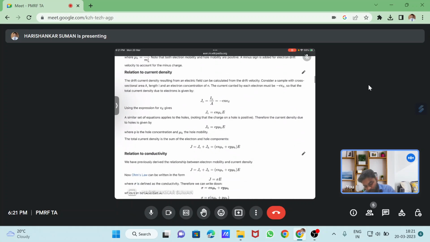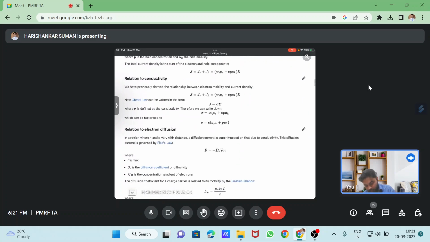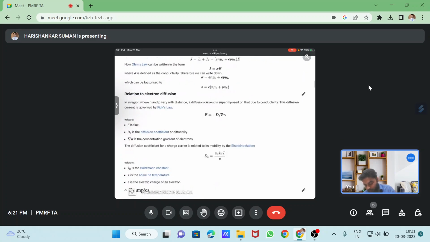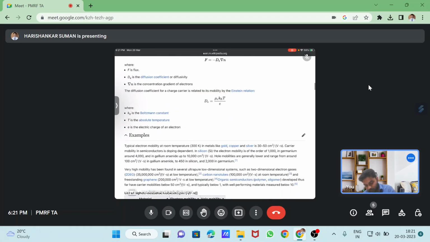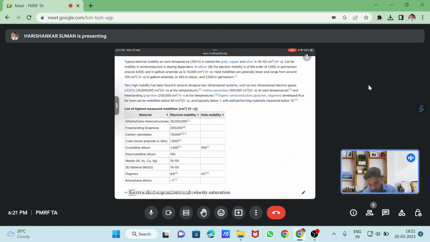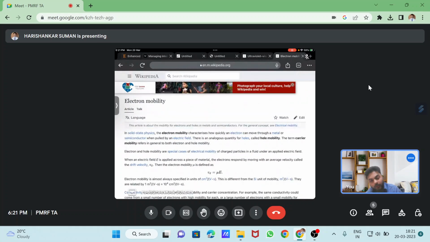Yes, there is more explanation related to the summation relation and the diffusion. If you want to know more, please search Wikipedia. Okay. So let's move further. This is enough.